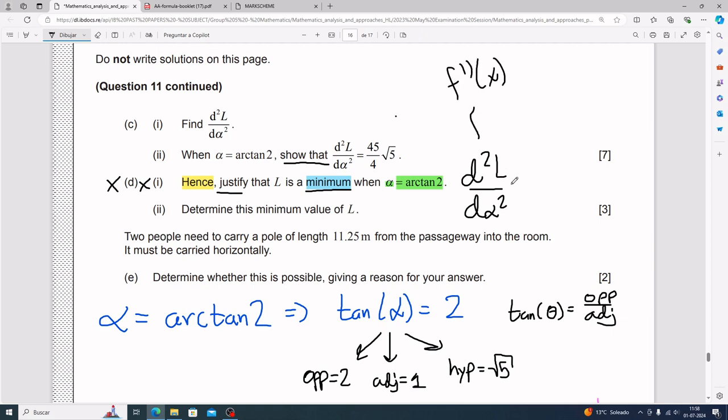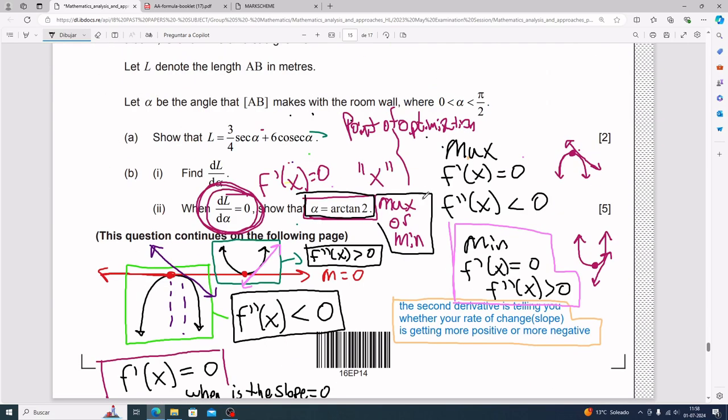The second derivative is 45 divided by 4 square root 5, which you know for a fact is greater than 0. And so that would be your justification for part D I. Yes, it is that simple, but you do have to know this whole interpretation thing.